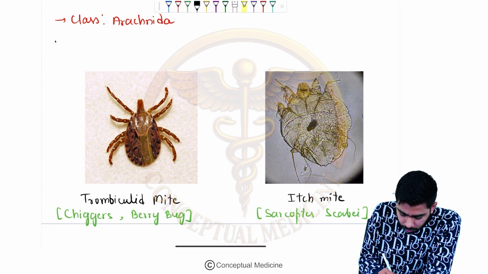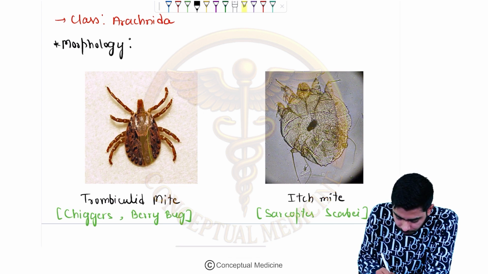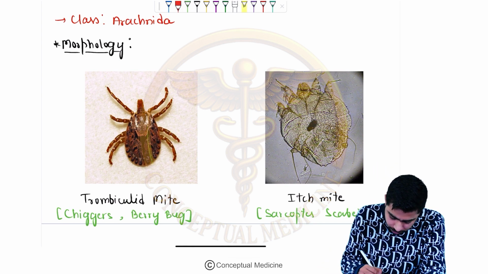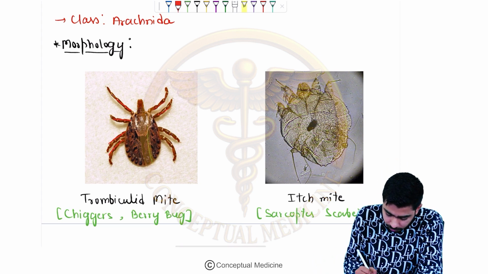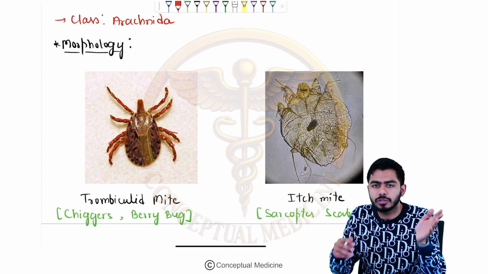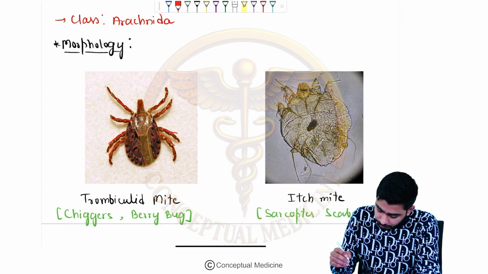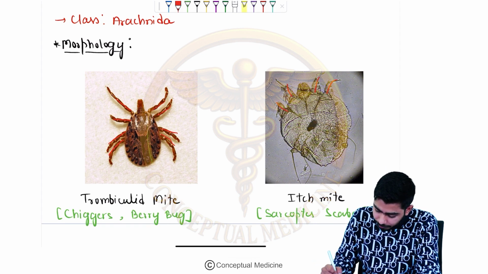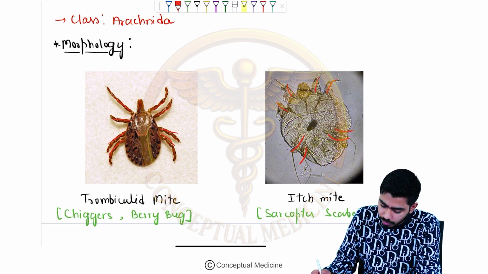If we talk about the morphology, very easy, what can we see right now? For example, how many pairs of legs are you seeing? I can see that this is 1, 2, 3, 4. So they have 4 pairs, on one side 4 legs, on the other side 4 limbs. Here also I can see for the trombiculid mite. For the itch mite, there are also 2 pairs anteriorly and 2 pairs posteriorly, guys. The posterior ones are not visible very clearly, but the anterior ones you can see very clearly over here.